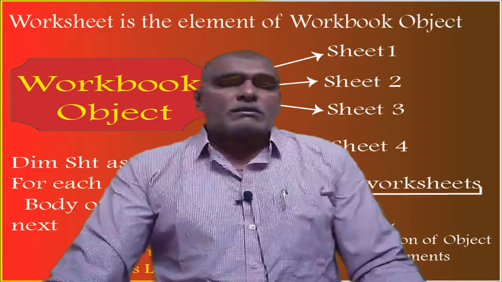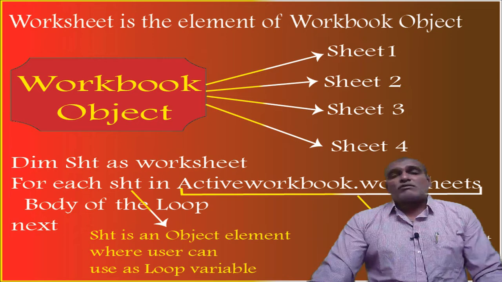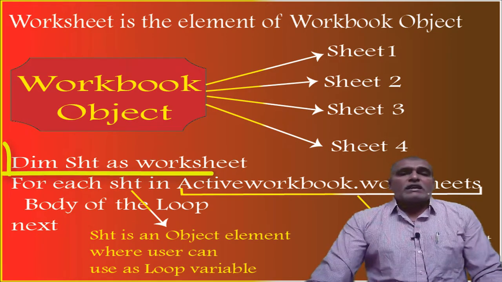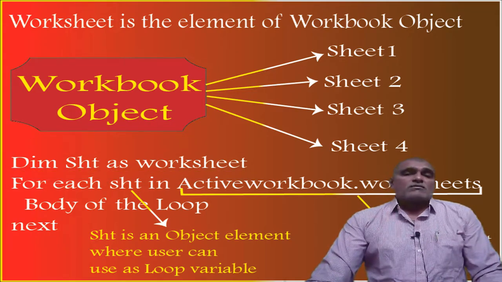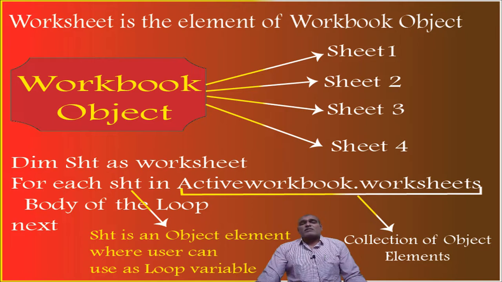Before going to the coding part, let me explain with an example. Let's say I have a workbook with 4 worksheets: Sheet1, Sheet2, Sheet3 and Sheet4. I want to loop through all these 4 worksheets by using the For Each loop. First, I am declaring a variable, Dim sht As Worksheet. So sht is the variable and Worksheet is the object data type. For Each sht means I am looping through each and every worksheet in ActiveWorkbook.Worksheets. This is the collection of the object. Here ActiveWorkbook is an object, and thereafter Worksheets denotes the element collection. Next I am providing the body of the loop. Next denotes the end of the For loop.